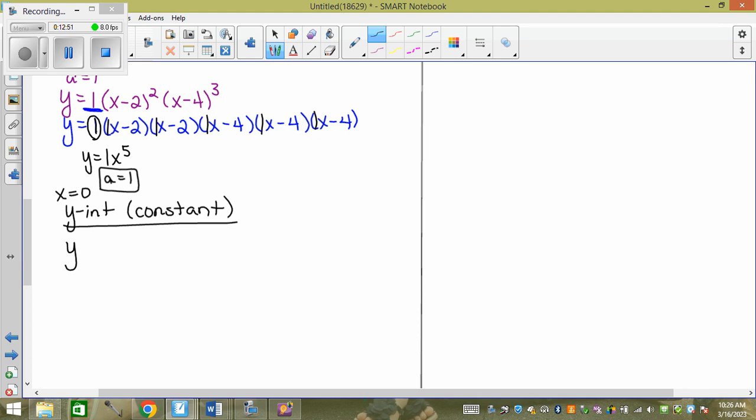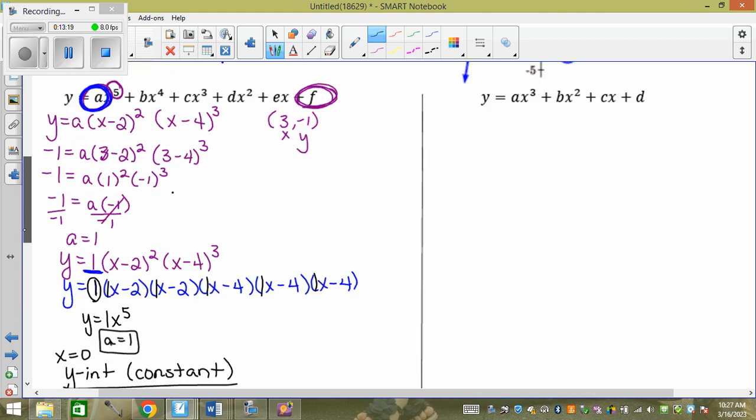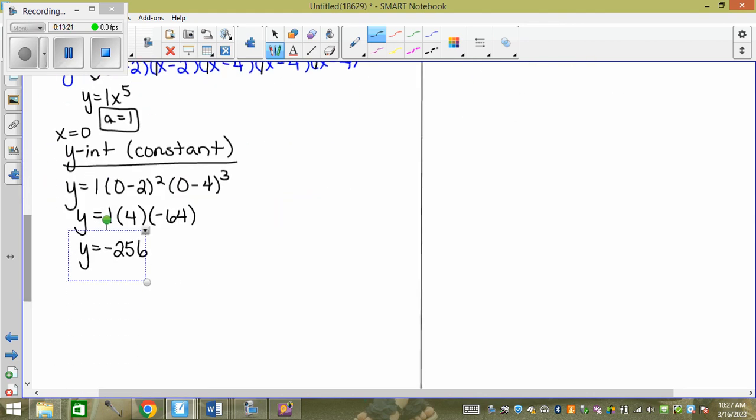So we have y equals 1(0 minus 2) squared (0 minus 4) cubed. Do I need to write this 1 for the a if it's a 1? Nah, I'm just being cool, so I wrote it. 1, negative 2 squared is 4, negative 4 cubed is negative 64, and then 128, and then 256? Negative? Just a little big. So I would say f equals negative 256.